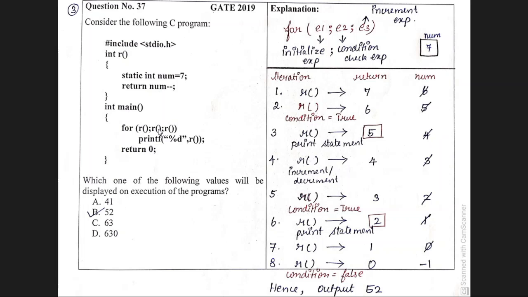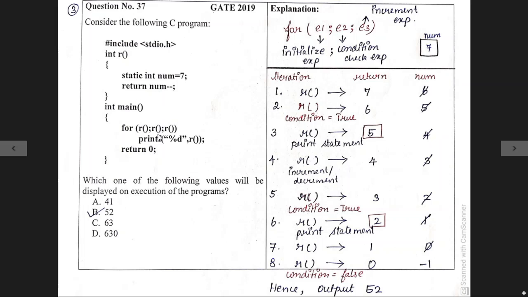So if the condition is true, then only the for loop is executed, otherwise the for loop is terminated. So I need to check whether the value is non-zero or 0. Calling function moves on to the actual definition. Now the num value is, finally, 6, so I have to return this 6 and then I need to decrement. That is what is written here.